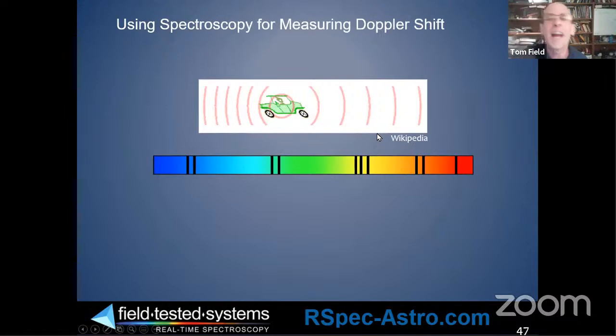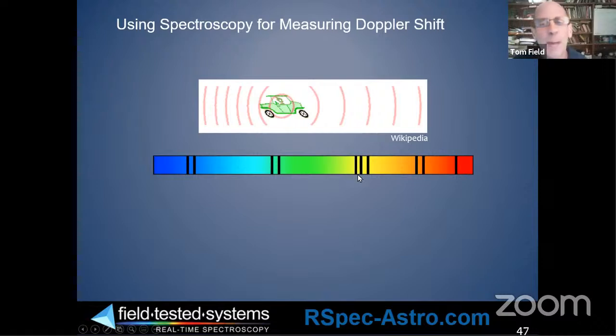A quick reminder about Doppler shift. Again, it's the change in pitch or wavelength of sound that's moving towards or away from us. A common example is when a train goes through the station, it goes, "eee-yow," right? So higher coming towards you, lower going away. Well, the same thing happens to light.